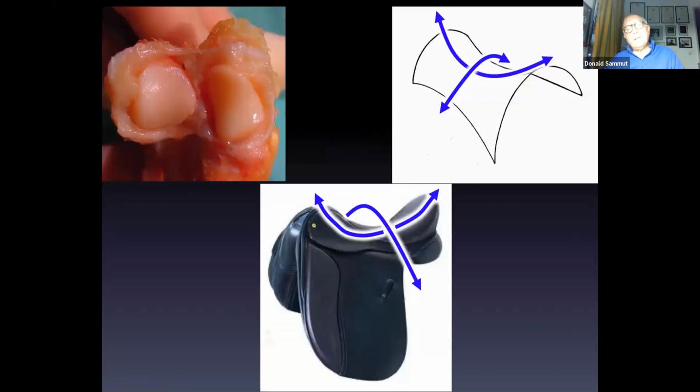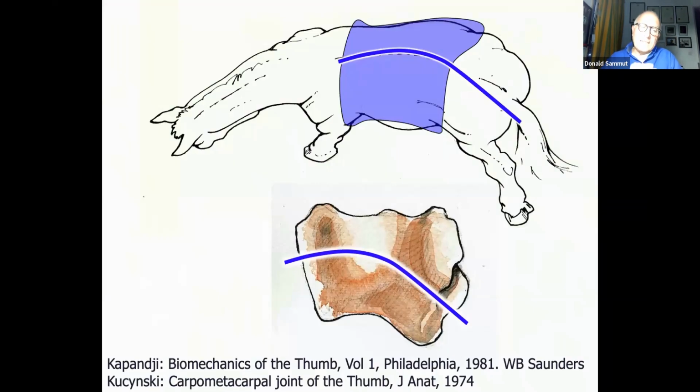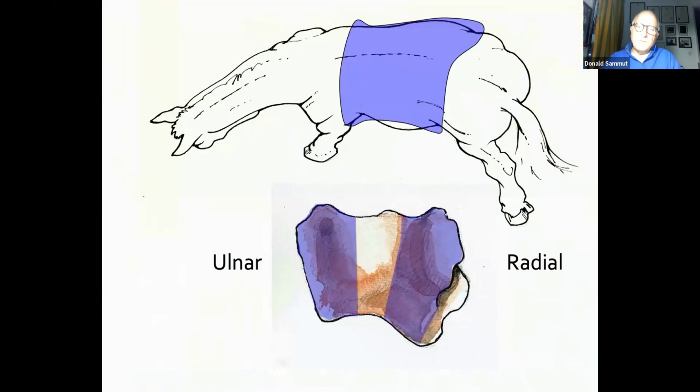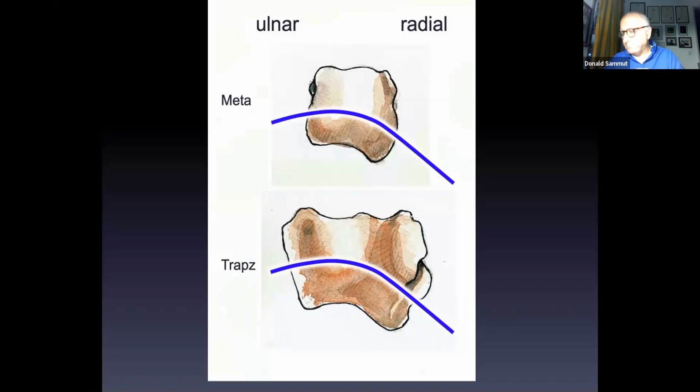Let's look in a bit more detail at the thumb now. The thumb, we're always told, has a saddle joint at the base. But Kapandji observed, as did Kuczynski, that if this were a saddle, it would be a saddle for a scoliotic horse. And the reason they said this is because of the unequal size of the radial and ulnar condyle to the trapezium and indeed to the metacarpal head.